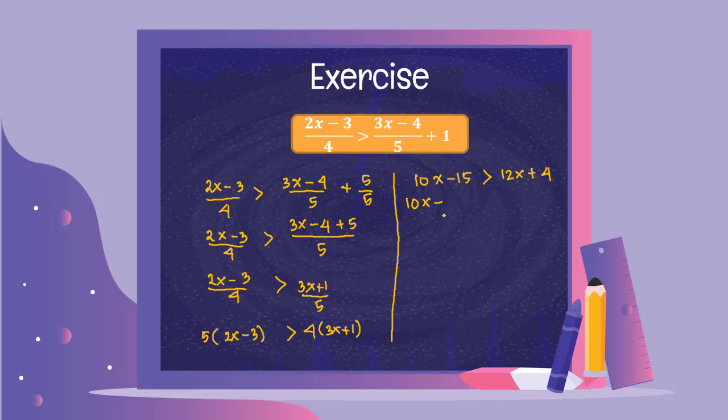So we can do a grouping. 10x minus 12x greater than 4 plus 15. So minus 2x greater than 19. Now we simplify by dividing by minus 2. So we have to change the sign. So x less than minus 19 over 2.